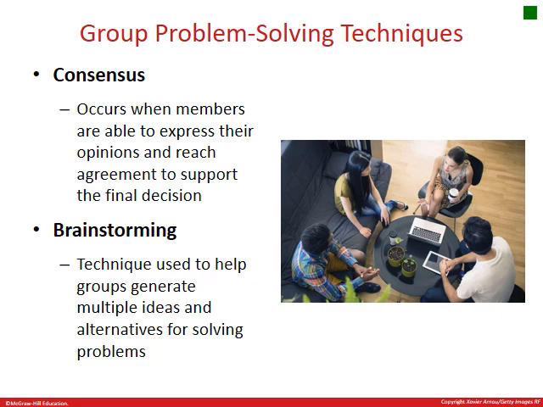The last topic we are going to cover in Chapter 7 is group problem-solving techniques. The first technique is consensus. This occurs when members are able to express their opinions and reach agreement to support the final decision. Please note that this does not mean that 100% of the members vote in favor of the approach that will be used. It does mean that people are able to express their opinions and that the majority are able to at least support the final decision.